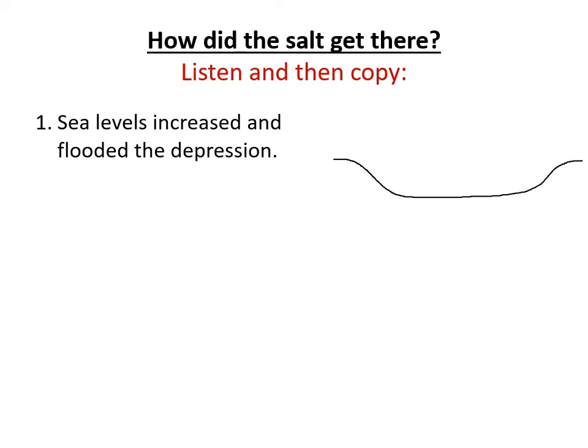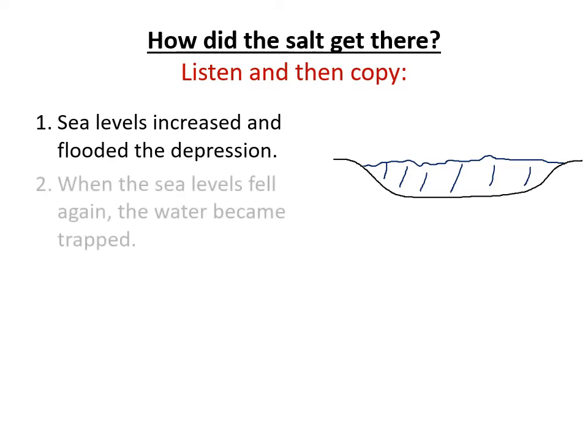There it is. Sea levels increased. So this was a very, very long time ago. Sea levels rose and actually filled the depression up. So the depression is now a sea, or it's part of the oceans. There we go. What happens next?